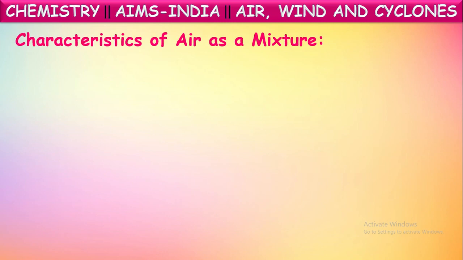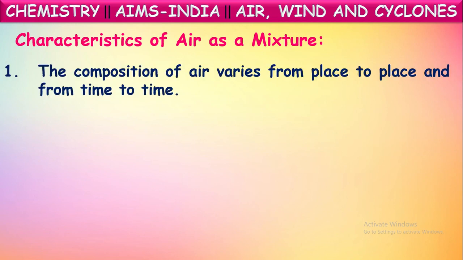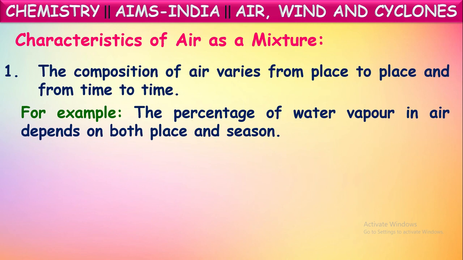Now let us see certain characteristics of air as a mixture. What are the properties exhibited by air as being a mixture? One of them is that the composition of air varies from one place to another and even from time to time. For example, the percentage of water vapor in the air depends upon the place and season, isn't it? If it is a place near the coast or oceans, the water vapor in the atmospheric air will be very high, because as there is a nearby water body, more water will be converting into vapor form. So there will be a large amount of water vapor in the air.